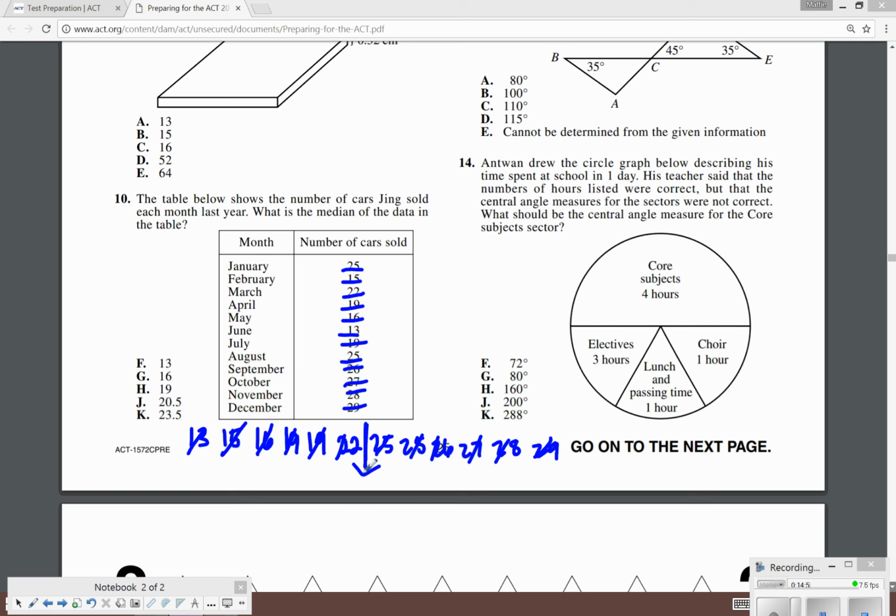So what I'm going to do to find that middle between 22 and 25 is add 22 and 25 together and divide it by 2. That's the same thing as finding the average or the mean of those two numbers. So 22 and 25 added together is 47, and then divided by 2 is 23.5, which is choice K.